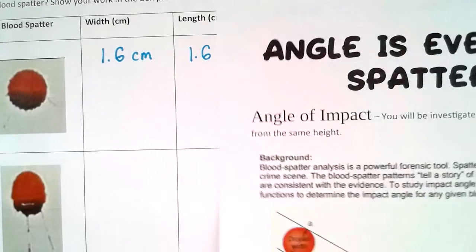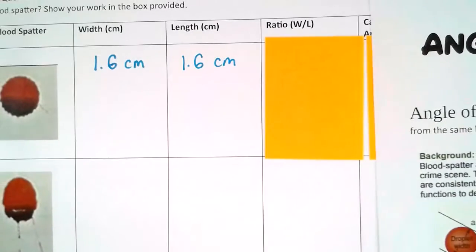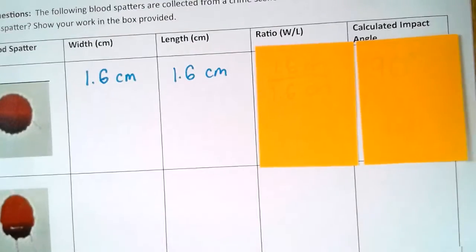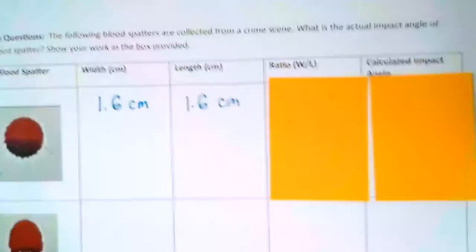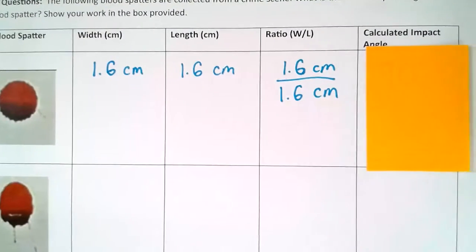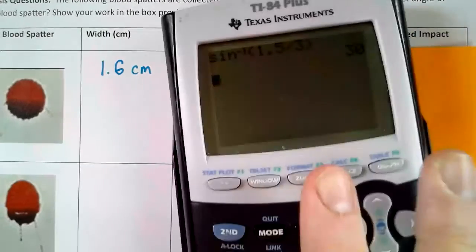Now the next column, you're looking at ratio stuff. So the ratio of this particular one, don't think so hard, it's not that big a deal. The ratio is going to be just the width over the length. Now they're not always going to be the same. They are here because it's a pretty round drop, but they will not always be the same.